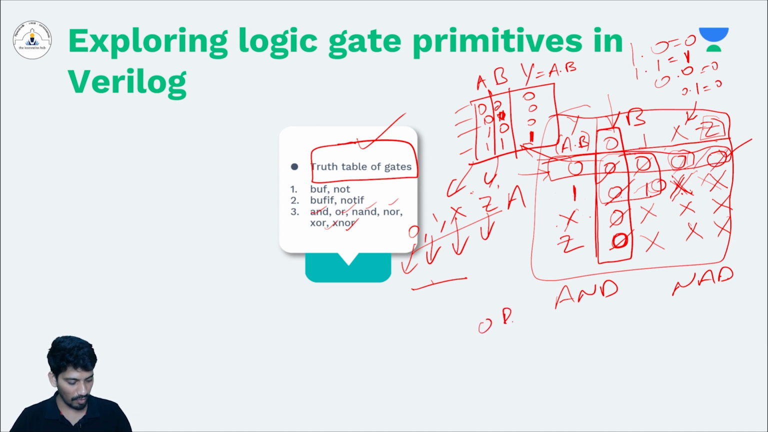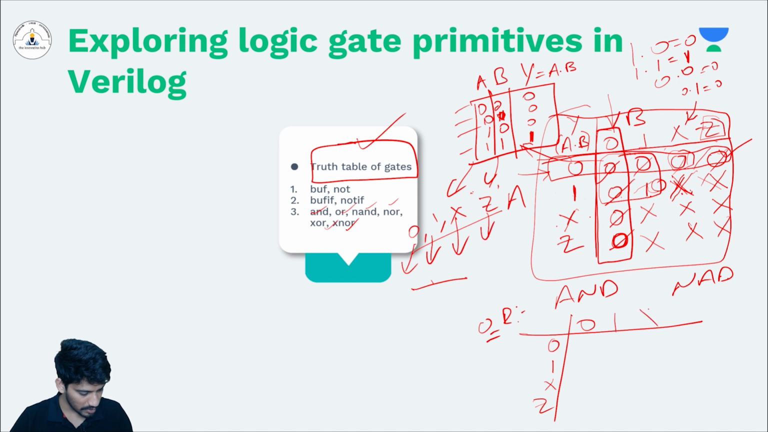Similarly, let's take an example of the OR gate. We'll do one more time. The OR gate has two inputs, let's say 0, 1, X, and Z. Similarly, the other input has 0, 1, X, and Z. What is the property of the OR gate? A plus B, right? So if one of the inputs is 1, without checking the other input, you can directly write the output as 1. So in this case, the output is 1, 1, 1, and in this case, the output is 1, 1, 1.